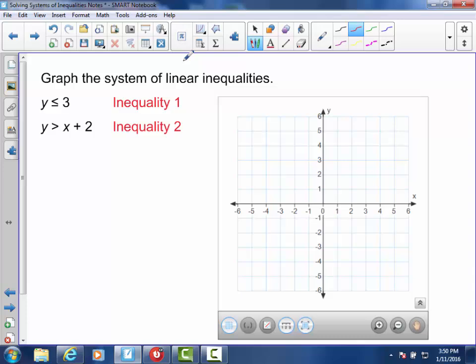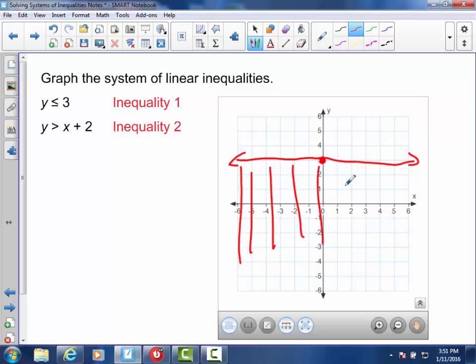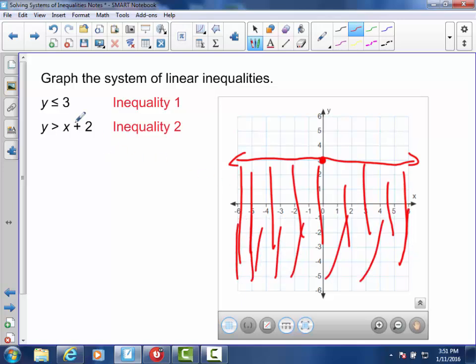So graph this system of linear inequalities. Y is less than or equal to 3. So we go to 3 on the y-axis, and if this was an equal sign, y equals 3 would be a straight line through here, but since it's less than or equal to, it's also going to be a solid straight line. And y is less than 3 as we go down from that line. So that whole area is the graph of y is less than or equal to 3.